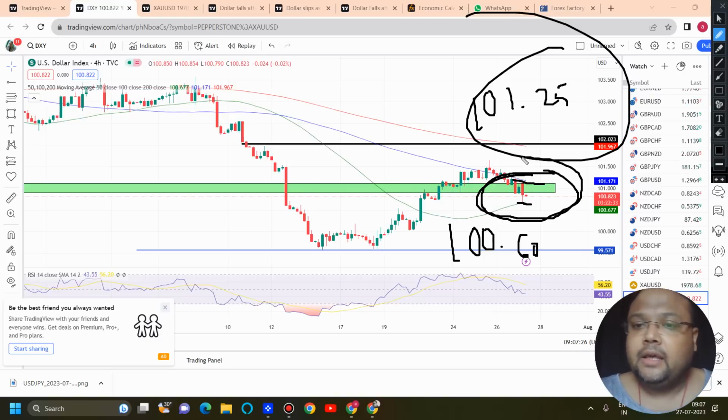Again, I'm repeating, if DXY breaks 100.60, further downside is possible, and to continue the upside, DXY needs to cross 101.25. Let's wait and watch and plan your trades accordingly.